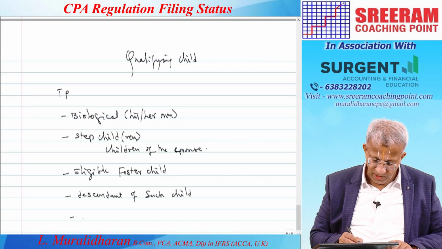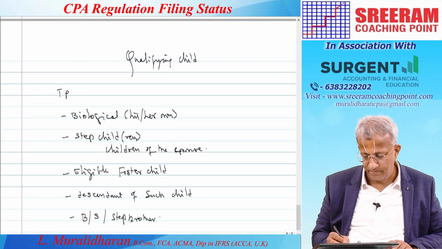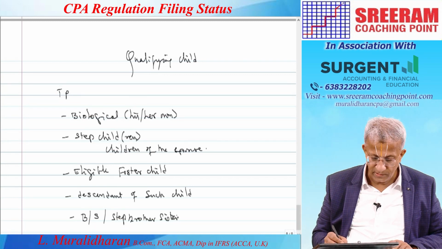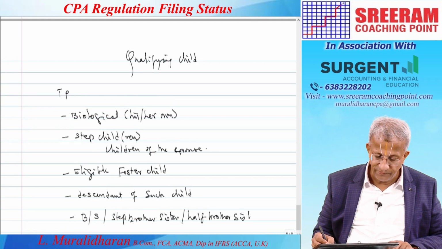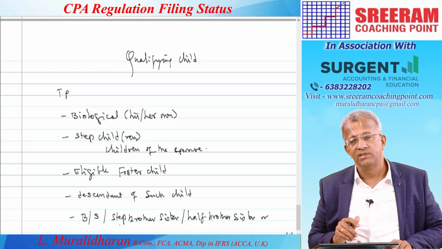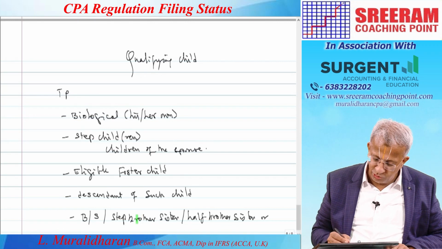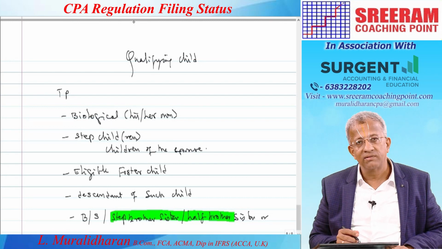Then we have brothers, sisters, stepbrother, stepsister, then half brother and sister, or descendants of them. See, at this moment, people would like to know what is the difference between stepbrother and half brother.